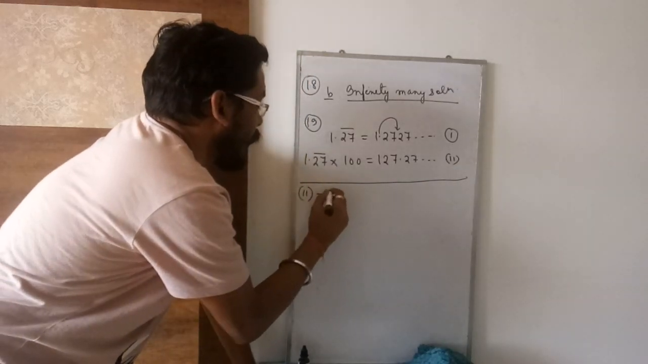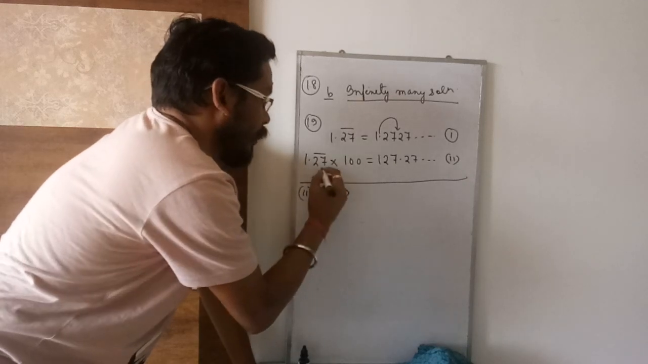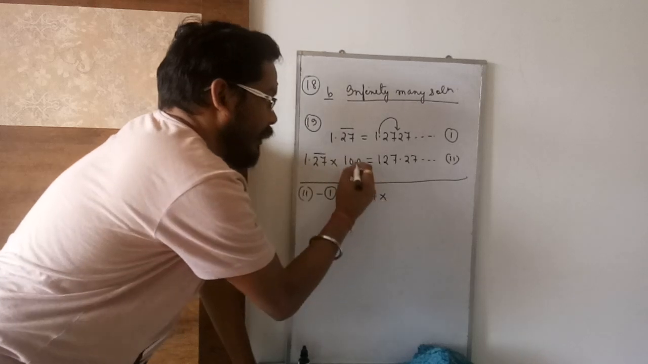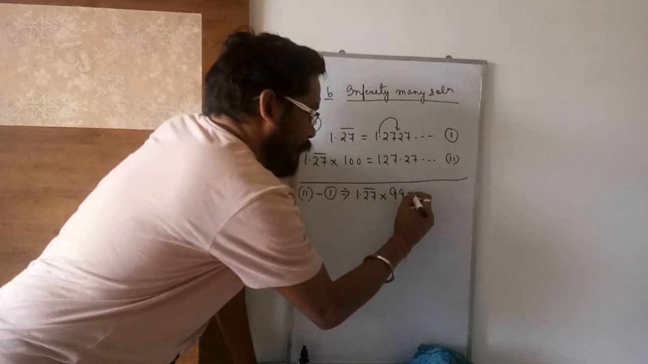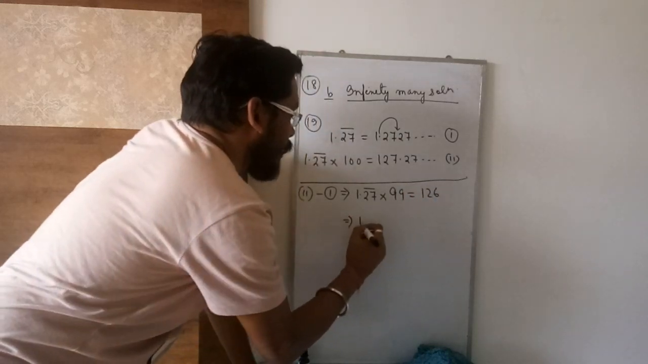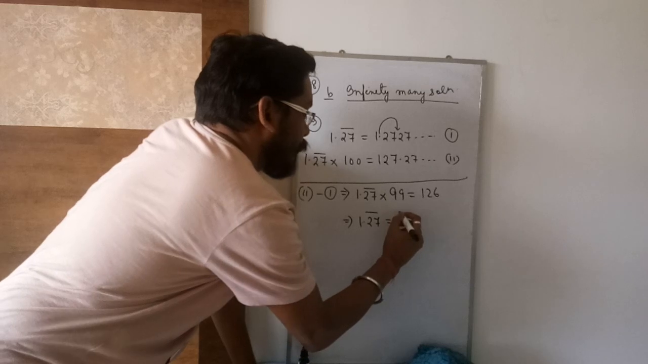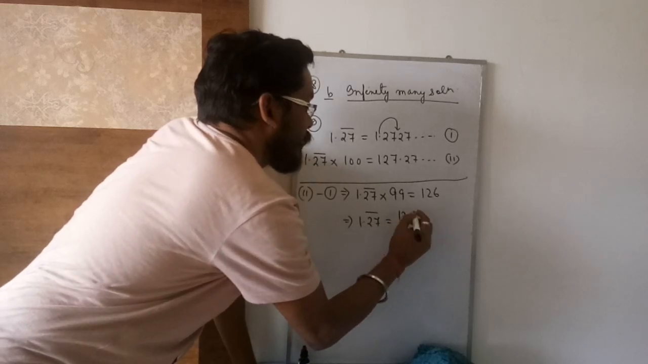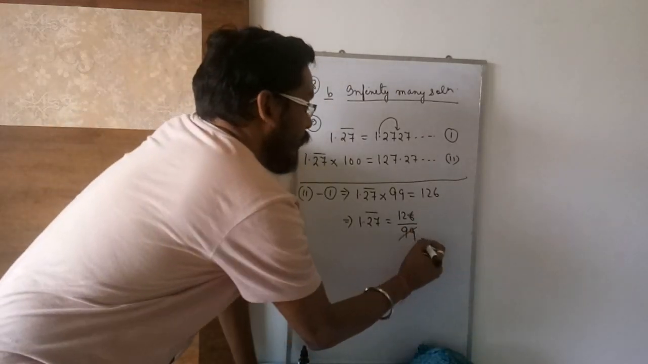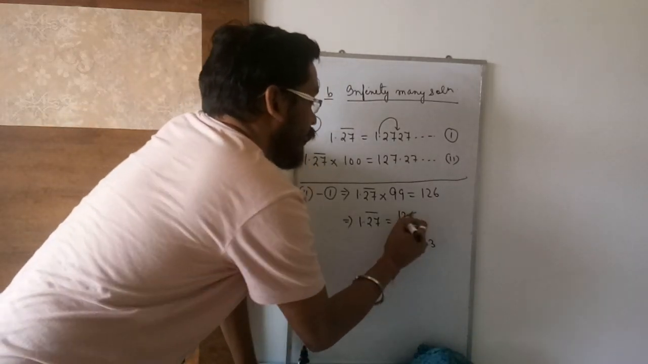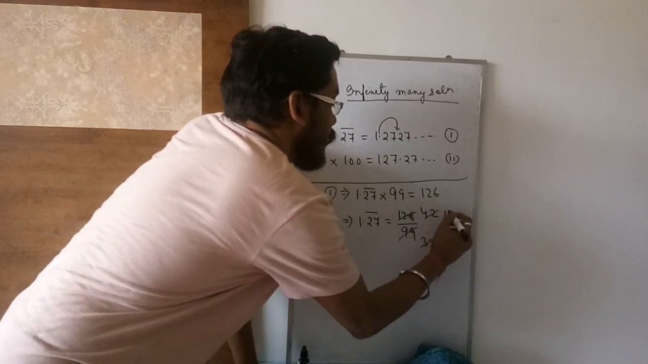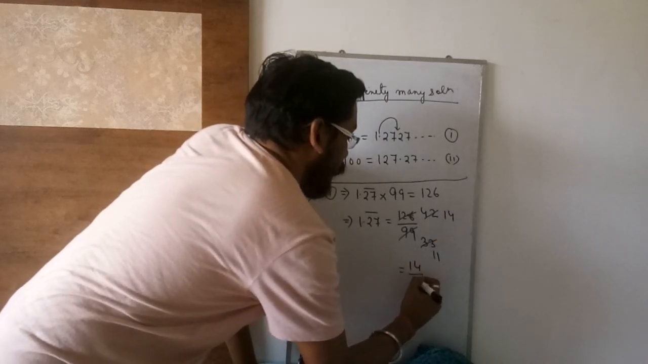So equation 2 minus equation 1 implies: here 1.27 bar, here 1.27 bar, you can take it as common, into 100 minus 1, it is 99. Here 127 minus 1, 126. So 99 times 1.27 bar equals 126. Bring 99 to the other side. You can bring it to the simplest form by dividing. 3 fours are 12, 3 twos are 6. Again you can cancel: 3 ones are 3, 3 fours are 12, so the answer is 14 by 11.